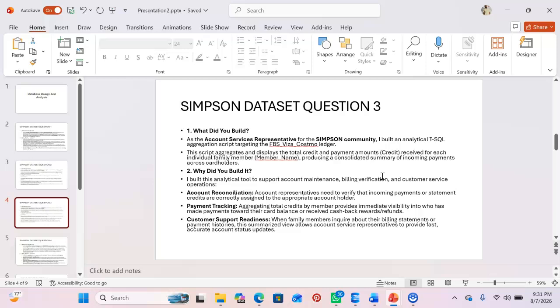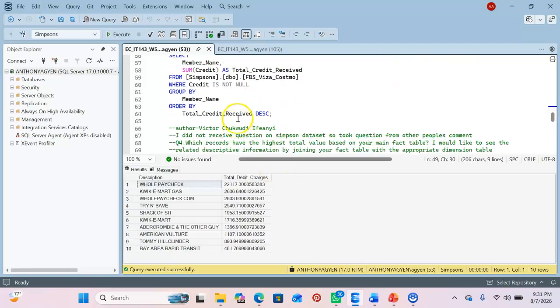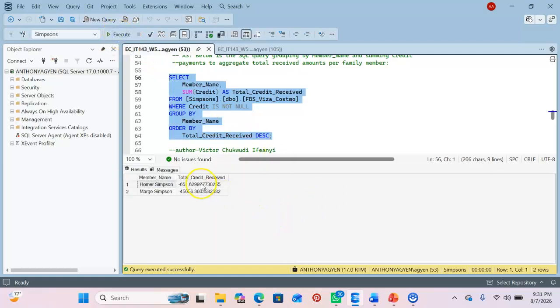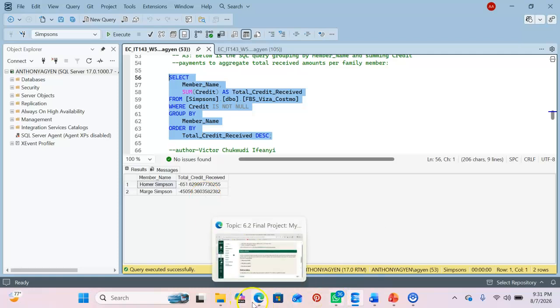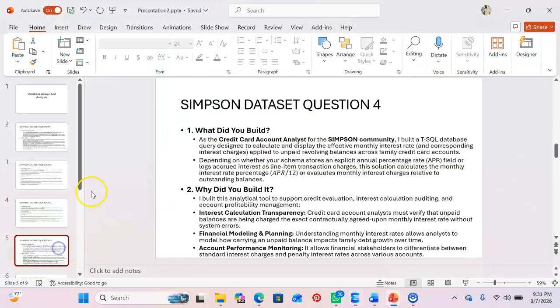I built this analytical tool to support account maintenance, billing verification, and customer service operations. Okay, so account reconciliation, payment tracking, and customer support readiness. So we will then move on to the how. This is the SQL select statement. If you execute it, we get the answer. Then we will move on to our PowerPoint again to slide 5.